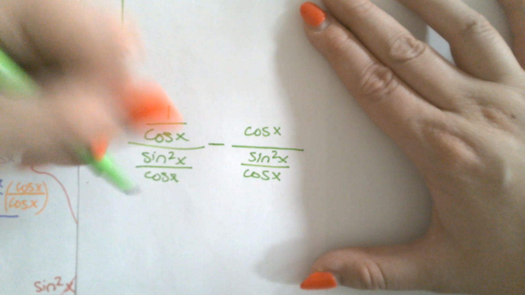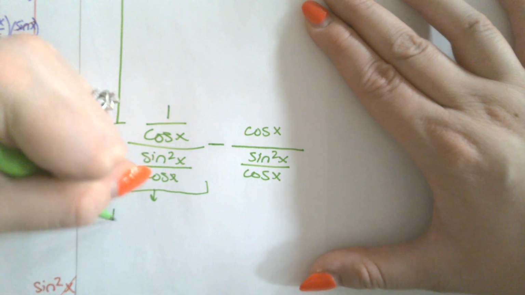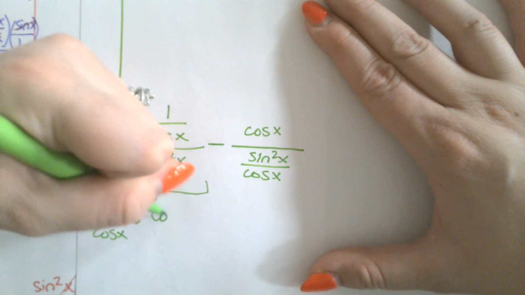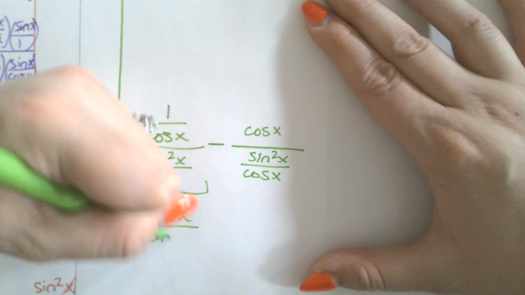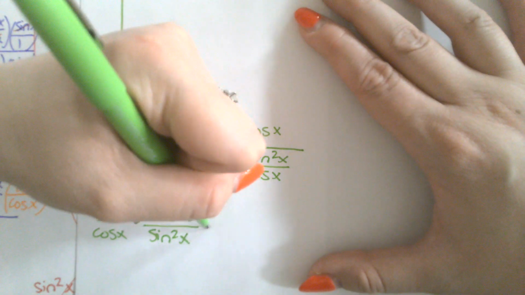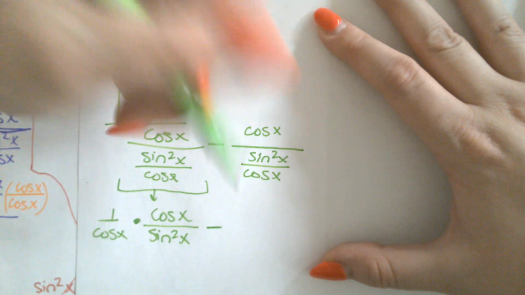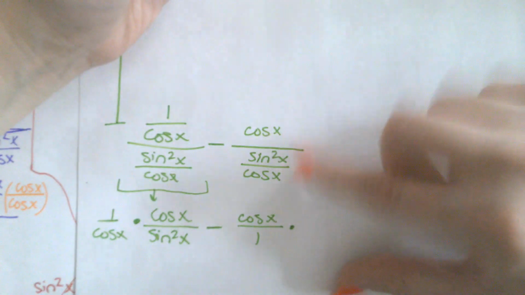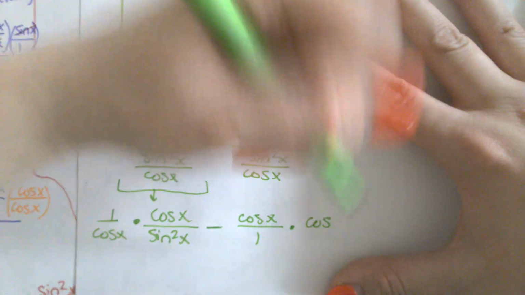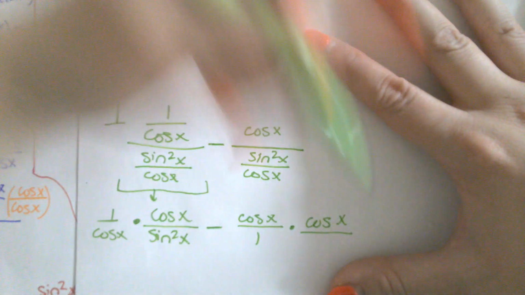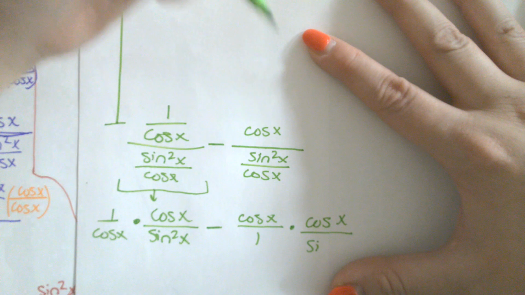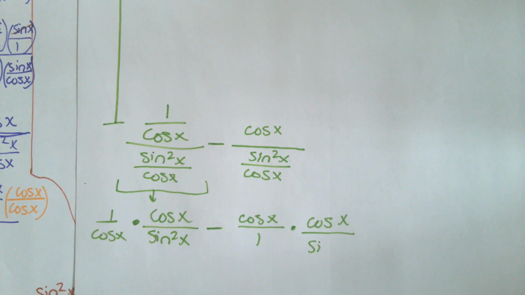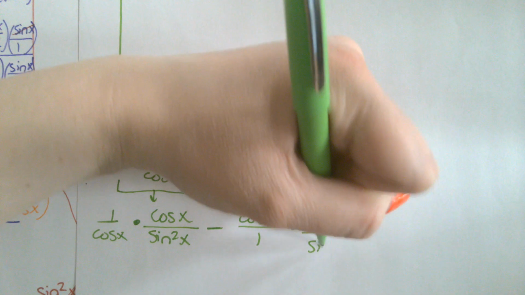So this side becomes 1 over cosine of x, top, keep, change to multiplication, flip the bottom, cosine of x over sine squared of x, minus, and then I'm going to keep, change, flip this, cosine of x over 1, keep, change to multiplication, flip to be cosine of x over sine squared x.